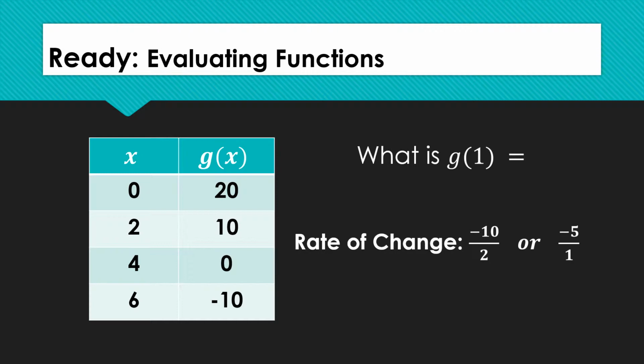What that means is every time we increase our x value by 2, we decrease our g of x value by 10. We don't want to know what the value is if we increase by 2. We need to know what it is if we increase by 1. So when we simplify the negative 10 halves, we get negative 5 over 1. That's our unit rate. What that means is every time we increase x by 1, we decrease g of x by 5. So decreasing 20 by 5 would give us 15.